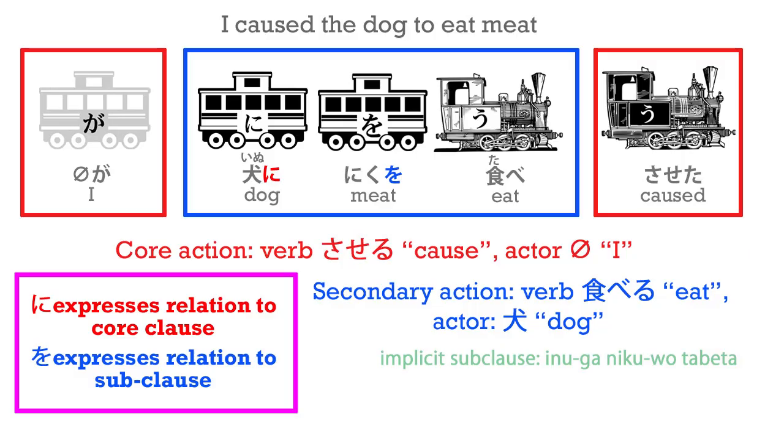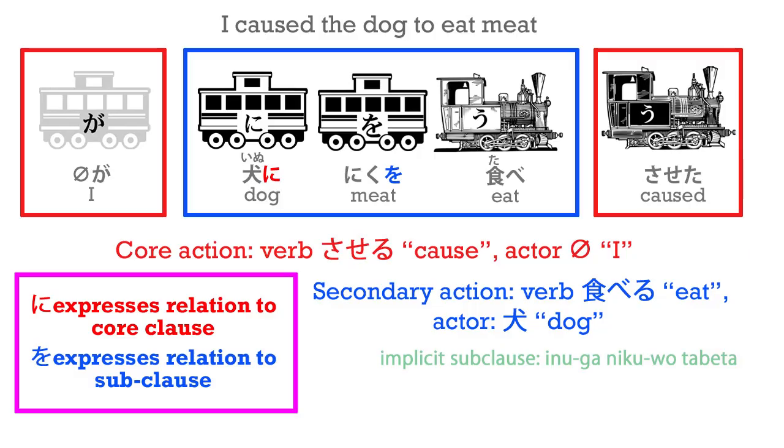Since there is an o particle attached to the meat, which is being eaten by the dog, in other words, that's the object of the inner subordinate sentence, we can't also use it on the dog itself, who is the object or target of the causing. Why is that? Well, really this is partly stylistic, but largely a pragmatic strategy on the part of Japanese grammar.